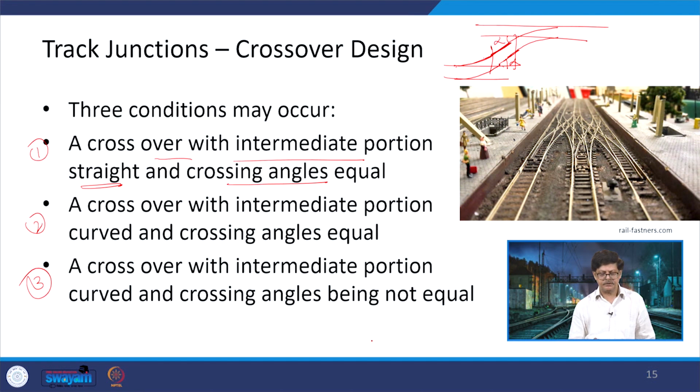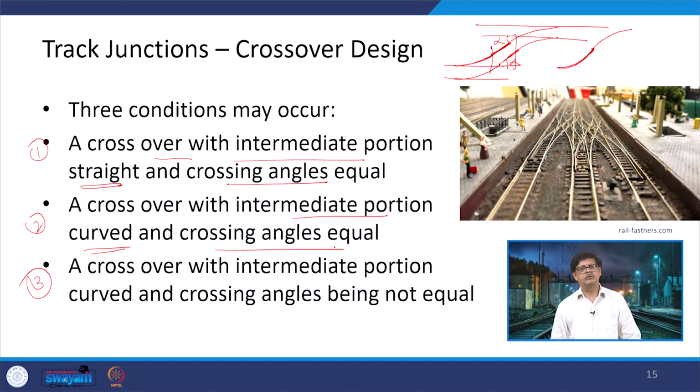The other case is that the intermediate portion is curved. When we say the intermediate portion is curved, that means the curve goes like this and then at this point it takes a reverse curvature and goes in this form. And still there is a possibility that the crossing angles may be equal. If the crossing angles are not equal, then it will translate into the third category.